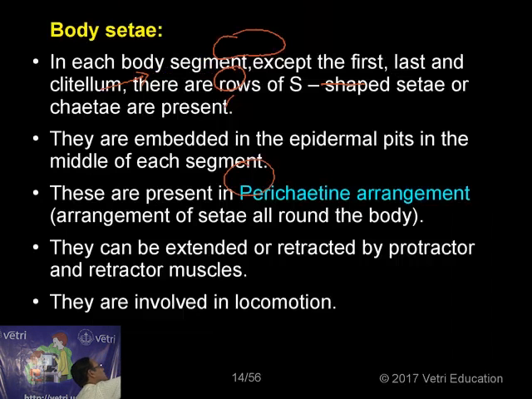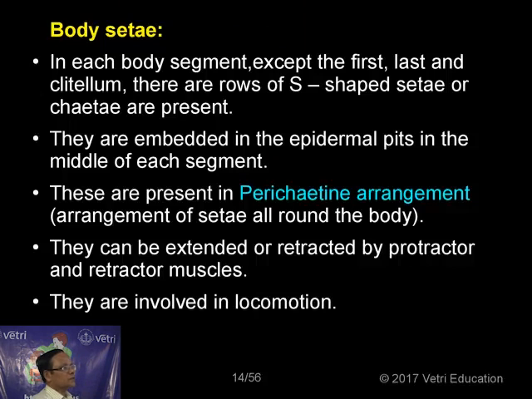Now the next one, what is body seta? The animal is moving with the help of three structures. One, body setae. Another one, the muscles: circular and longitudinal muscles, outer circular, inner longitudinal. They are located in the body wall, assisting the locomotion.